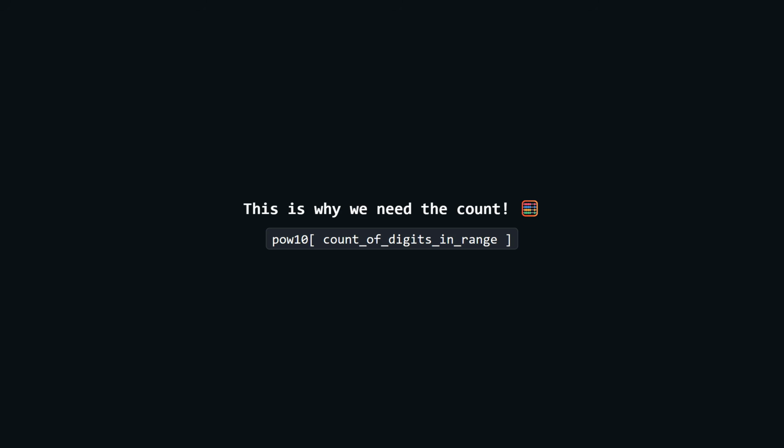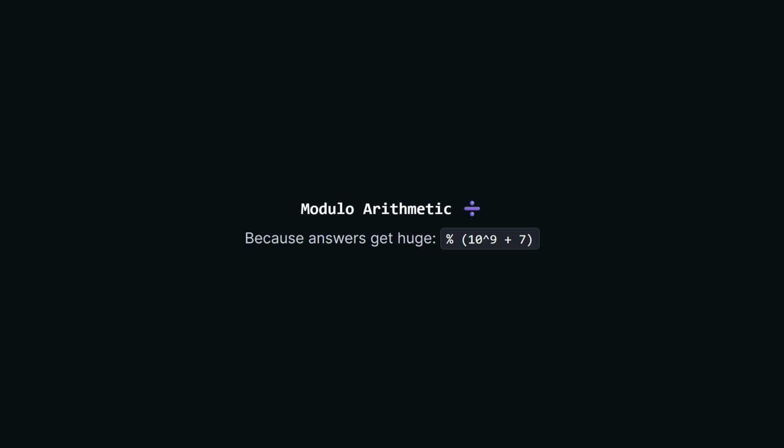This is exactly why we had to keep a running tally of how many non-zero digits we have seen. We use that count to figure out what power of 10 we need to shift our starting number by. Because these concatenated numbers will get ridiculously massive, we have to perform modulo arithmetic using a very large prime number at almost every step to keep things from overflowing.